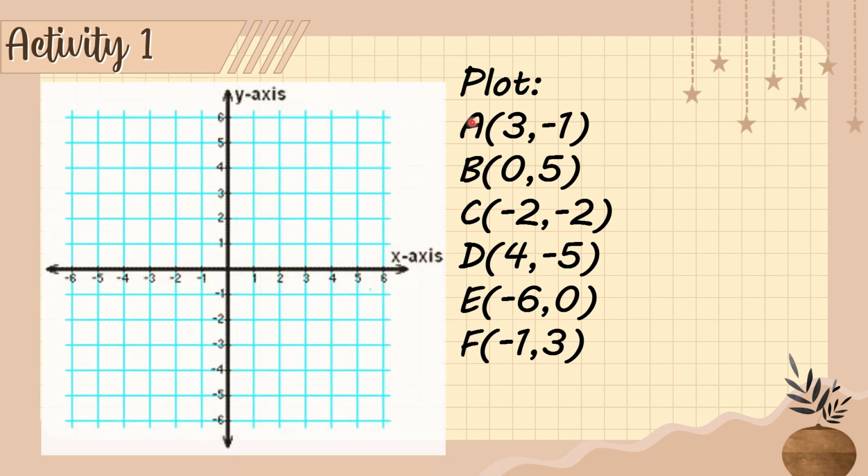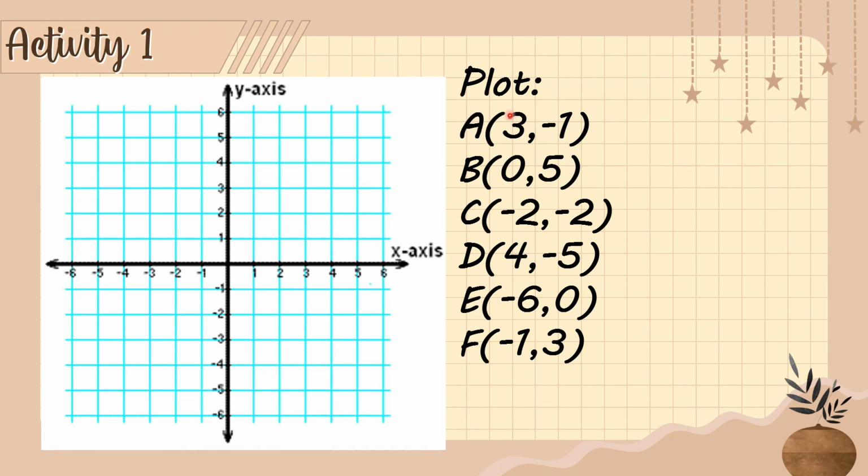So I have here a Cartesian coordinate plane. Let's plot A first. The 3 is our value for the x-axis and negative 1 is for y. The x always comes first, and the y follows. So let's start with A. Let's locate 3 first. That is 3. For negative 1, we look at the y-axis. So negative 1 is there.